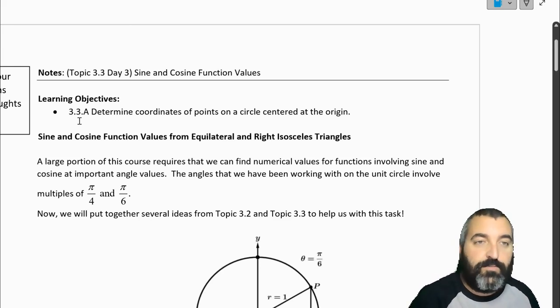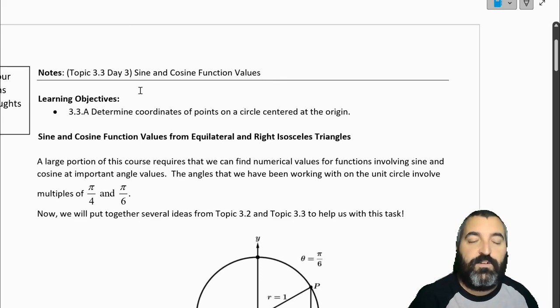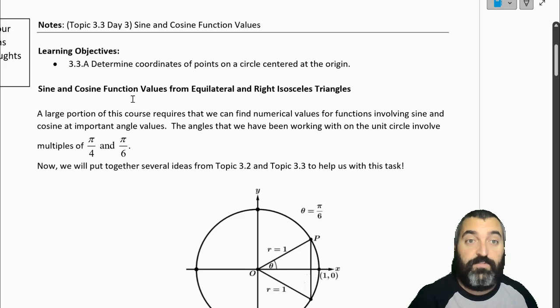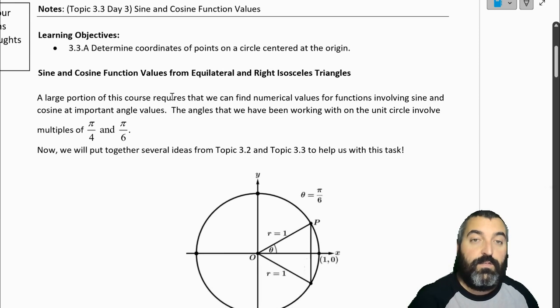Today we are continuing with topic 3.3, sine and cosine function values. So we're going to look at sine and cosine function values from equilateral and right isosceles triangles. So those are two separate triangles, by the way, equilateral triangles and right isosceles triangles.